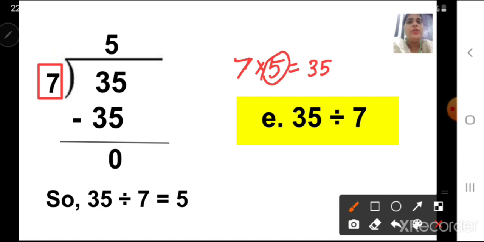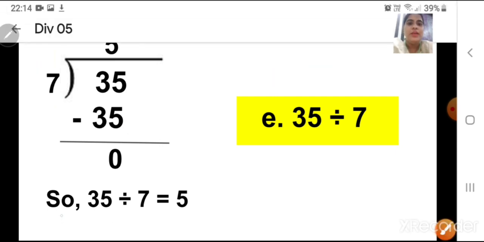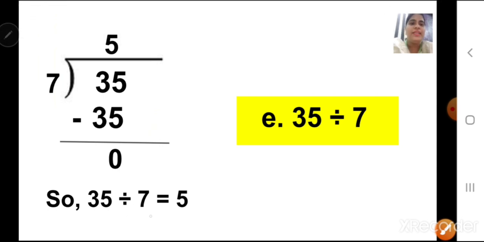So what I will do? I will write your number 5 up. Okay, 7 5s are 35. Then we have to put your subtraction sign and we will subtract. 35 minus 35 is equal to 0. So our answer is number 5. So 35 divided by 7 is equal to 5.